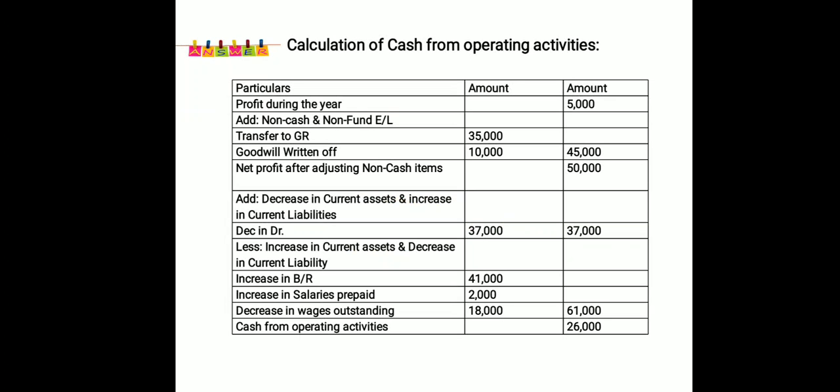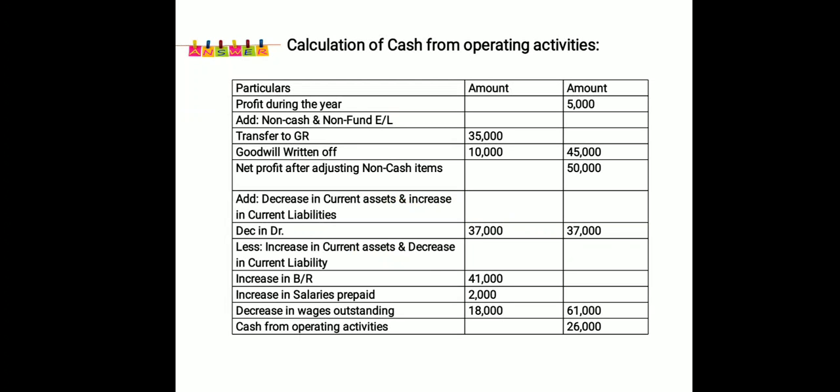Fine. So now I have taken closing minus opening, that is 5,000, and then we need to add non-cash and non-fund expenses or losses. Just now we have seen transfer to general reserve, non-cash expense 35,000 here, and then goodwill written off, again a non-cash expense, 10,000. So I have taken these two non-cash expenses and written the total in the outer column of amount, that is 45,000. While discussing the question, we have seen we didn't have any non-cash or non-fund income or gains. So making the total, 45,000 plus 5,000, 50,000 is your net profit after adjusting non-cash items.